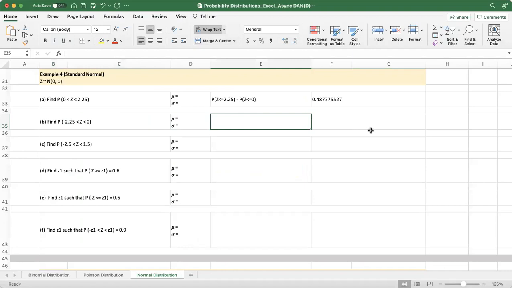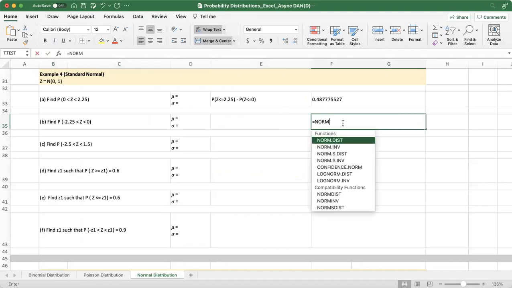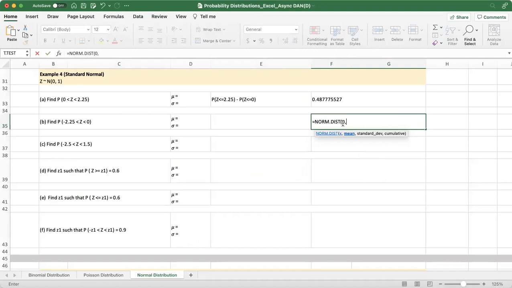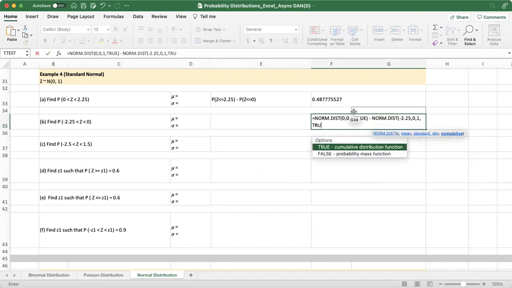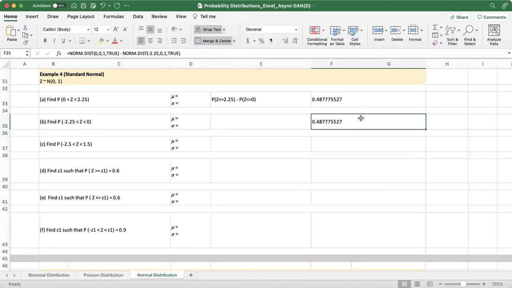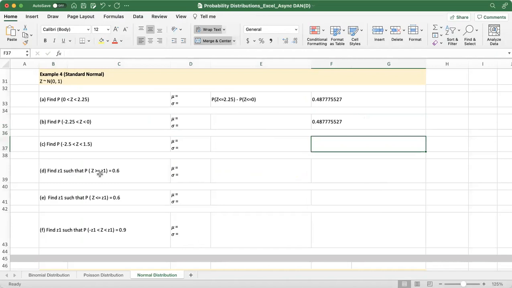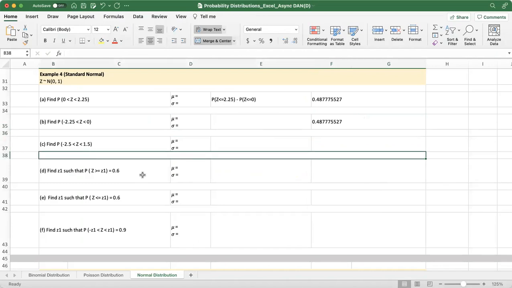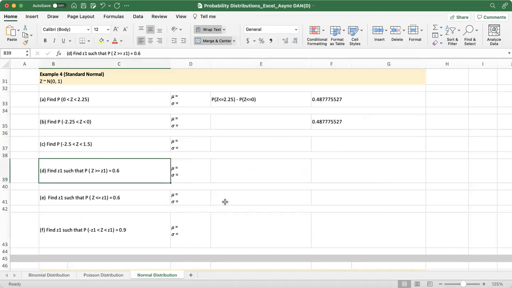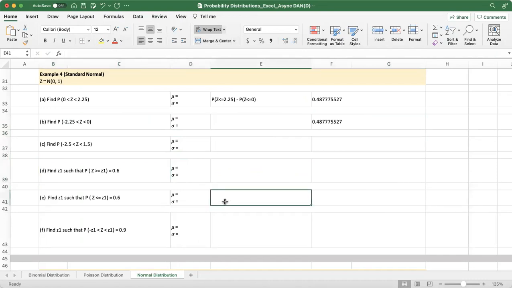If we compute this in the same way, norm.dist 0, 0, 1, true, minus norm.dist minus 2.25, 0, 1, true, you'll get the same answer. And that's the beauty of the normal distribution being symmetric. I'm going to leave the third question for you to solve. Now let's look at the fourth one. Or actually, let's do the fifth one and then come back to the fourth one.